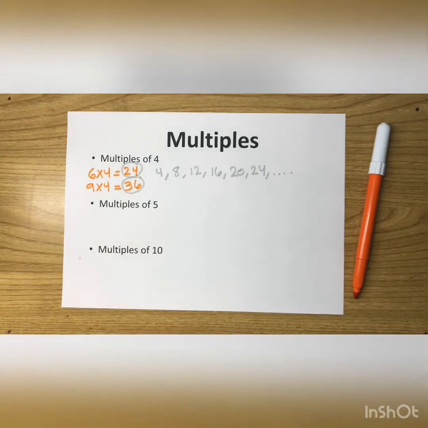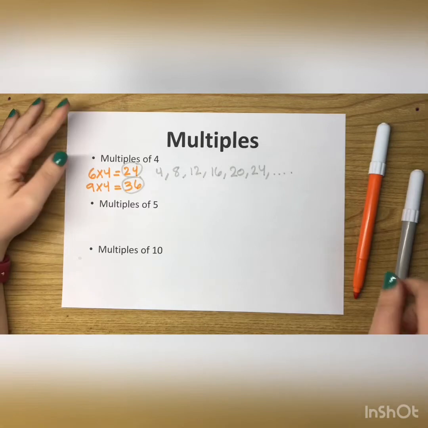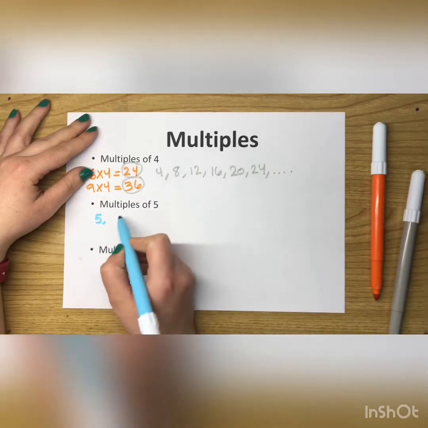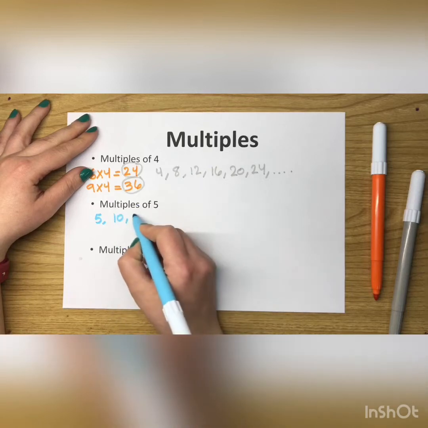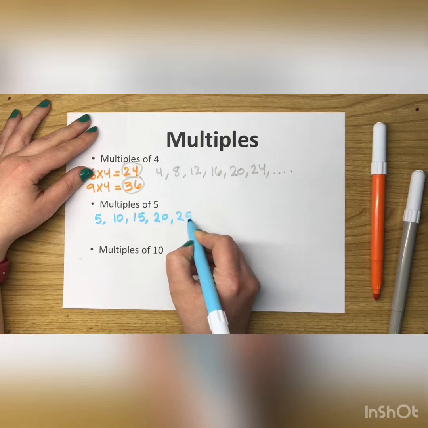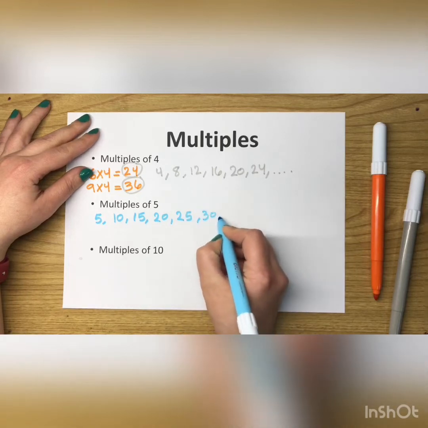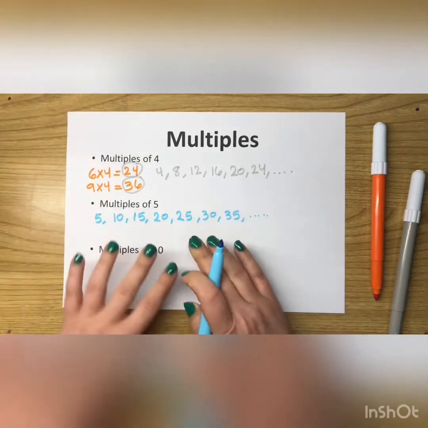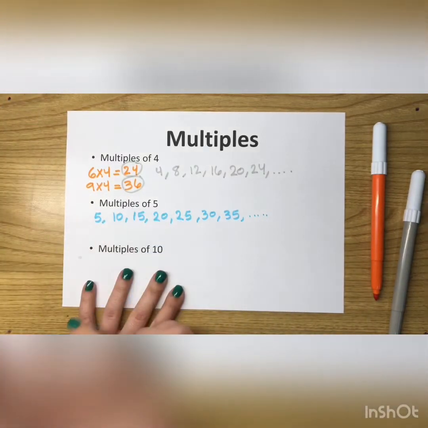Okay, multiples of 5. What are multiples of 5? The timetable of 5, starting from 5, 10, 15, 20, 25, 30, 35, and so on. Okay guys, look at these numbers for the multiples of 5.